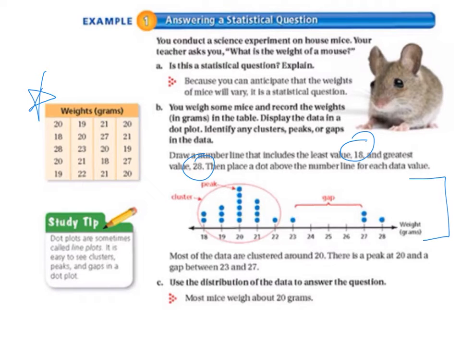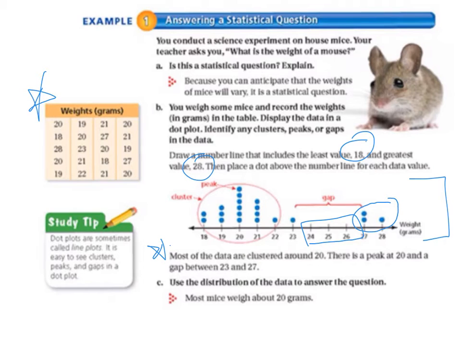And then there's a big gap in the number line right here where there's no data at all. So there were no mice that weighed 24, 25, or 26, and then there's a few mice down here at this end. And it says most of the data are clustered around 20 grams. There is a peak at 20 and a gap between 23 and 27.